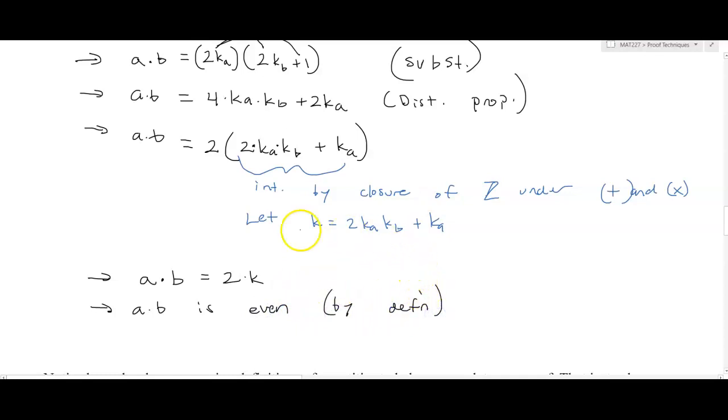And so what have we proven? Well, we started off with, if A is even and B is odd, then A times B is even.